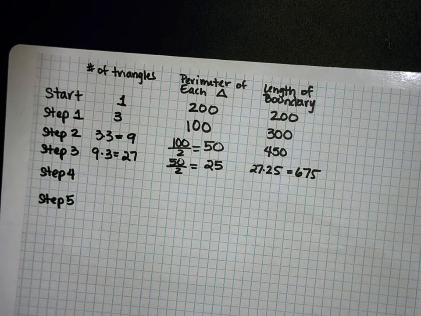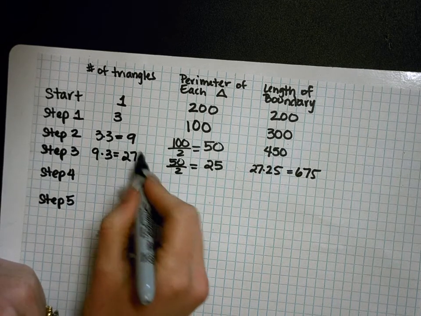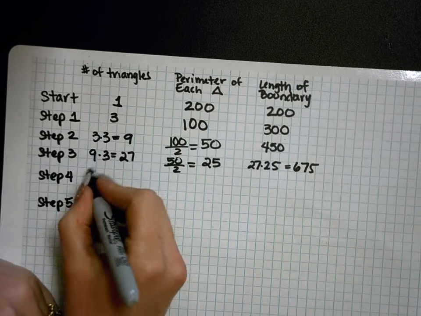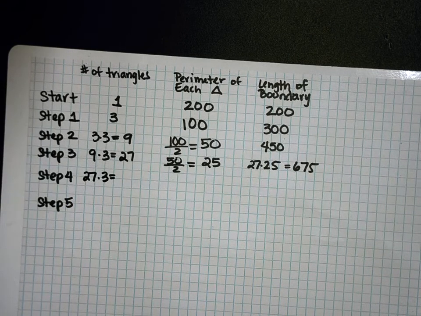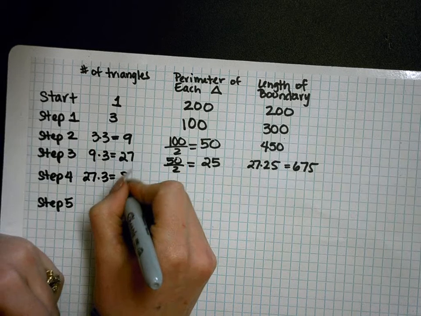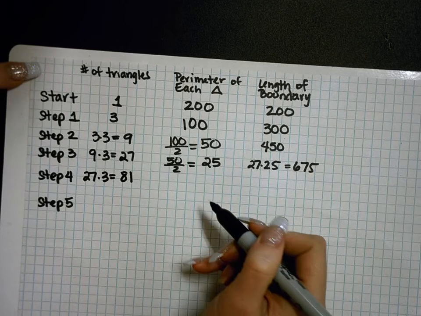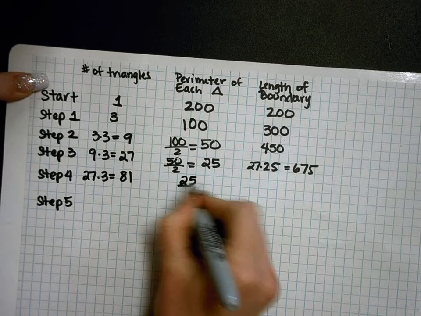For step 4, we need to figure out what's the number of triangles. Well, we had 27 triangles, and it's going to be increased by a scale of 3. So 27 times 3 equals 81. Well, what's the perimeter of each one of those 81 triangles? Well, it's half of 25. So we're just going to say 25 divided by 2.